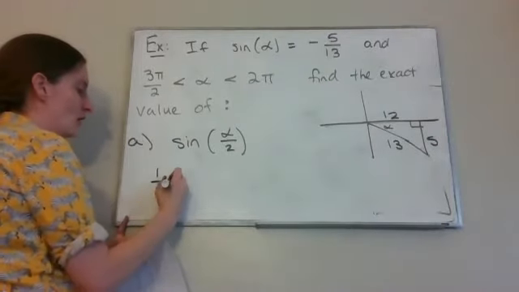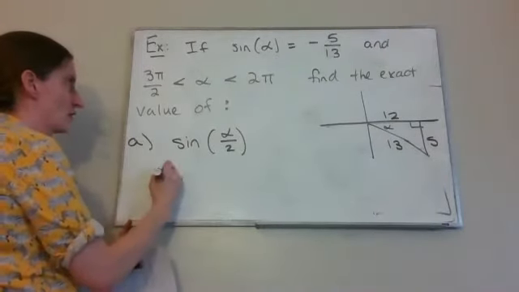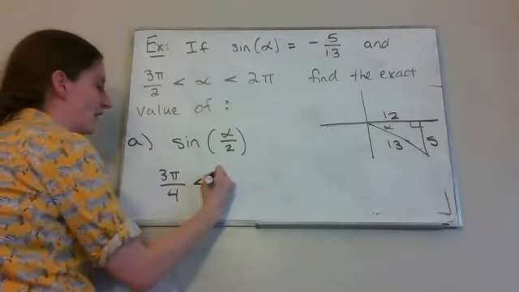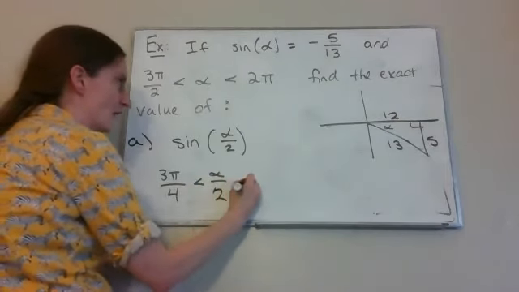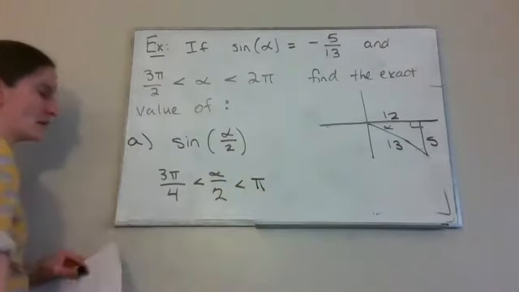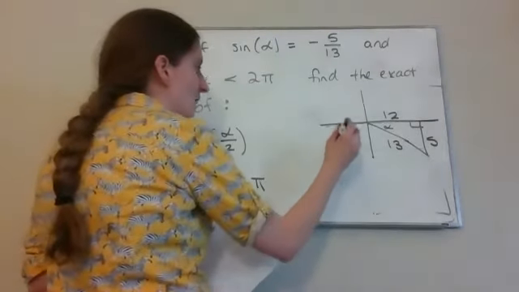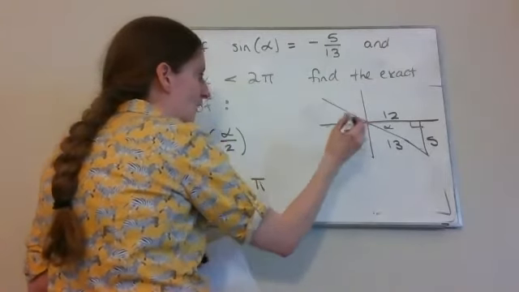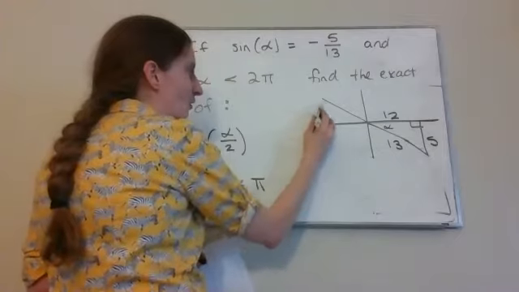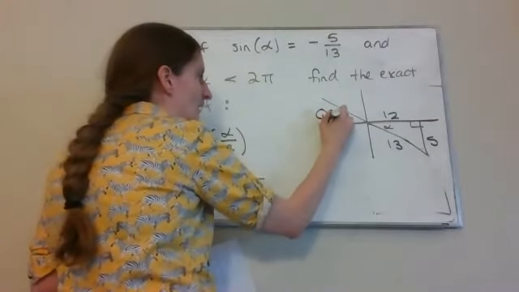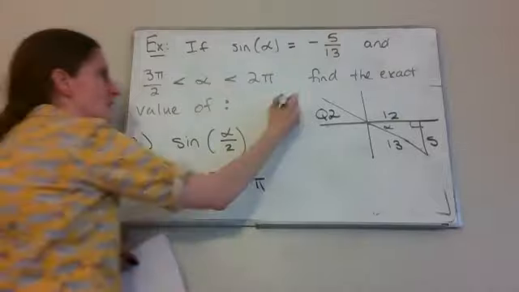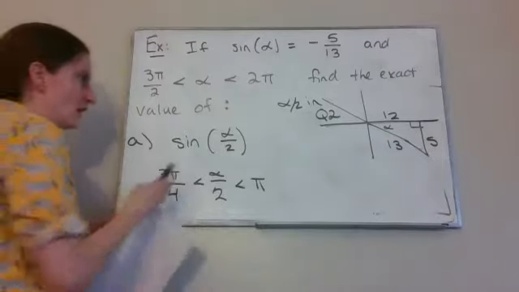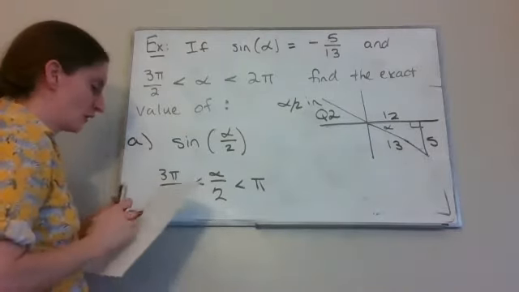So I know that 3 pi over 2 divided by 2 is 3 pi over 4. That's less than alpha over 2, which is less than 2 pi over 2, which is pi. So that tells me that my alpha over 2 is somewhere over in this second quadrant. It's actually in this little corner piece here, but the important thing is it's in quadrant 2 somewhere. Alpha over 2 is in quadrant 2. That means that sine of alpha over 2 is going to be positive.